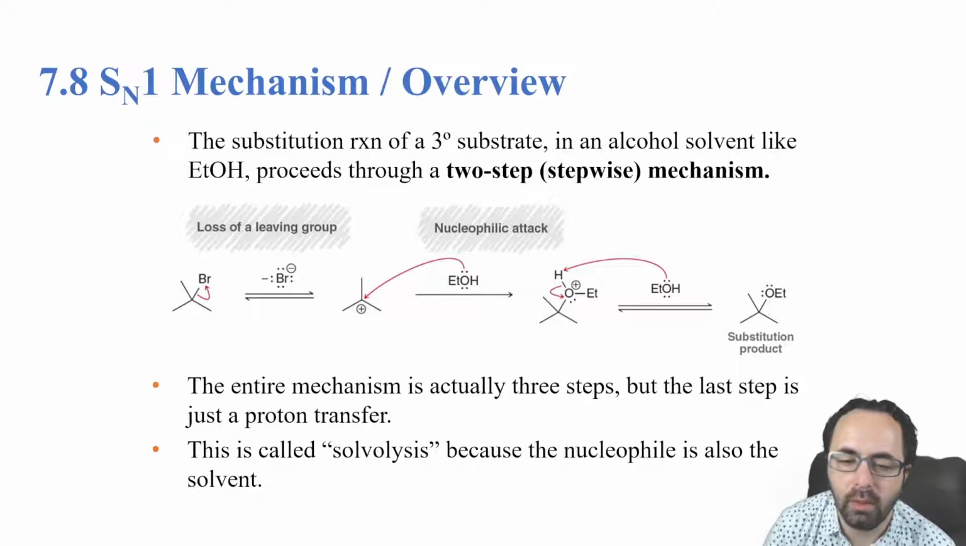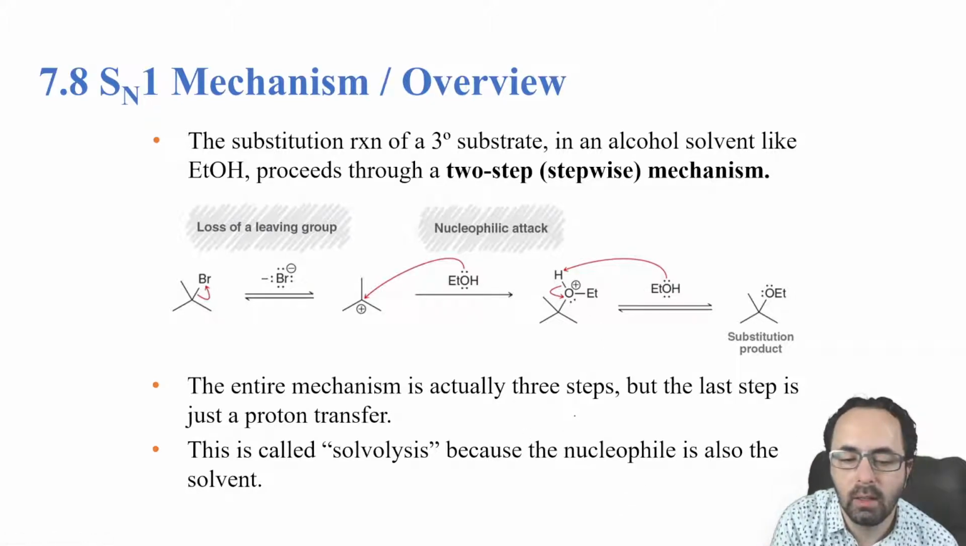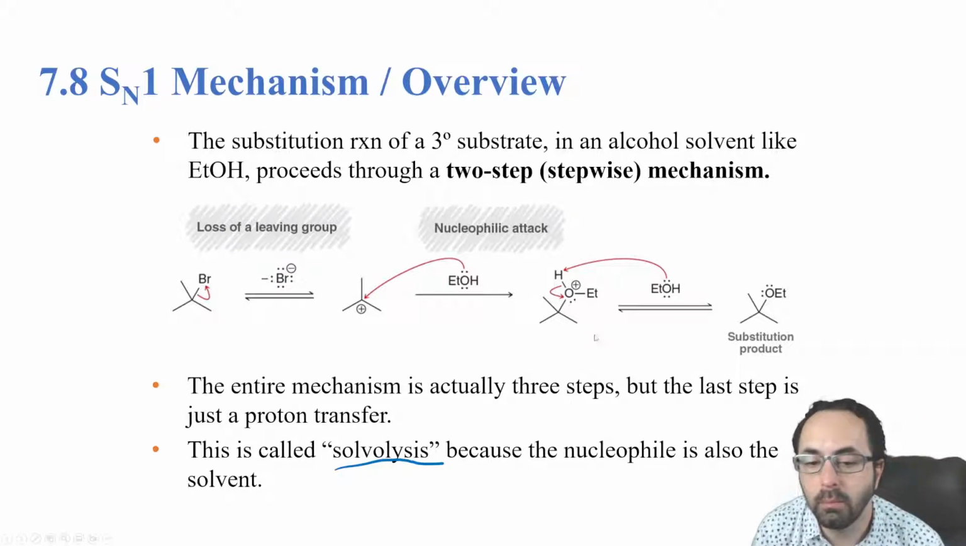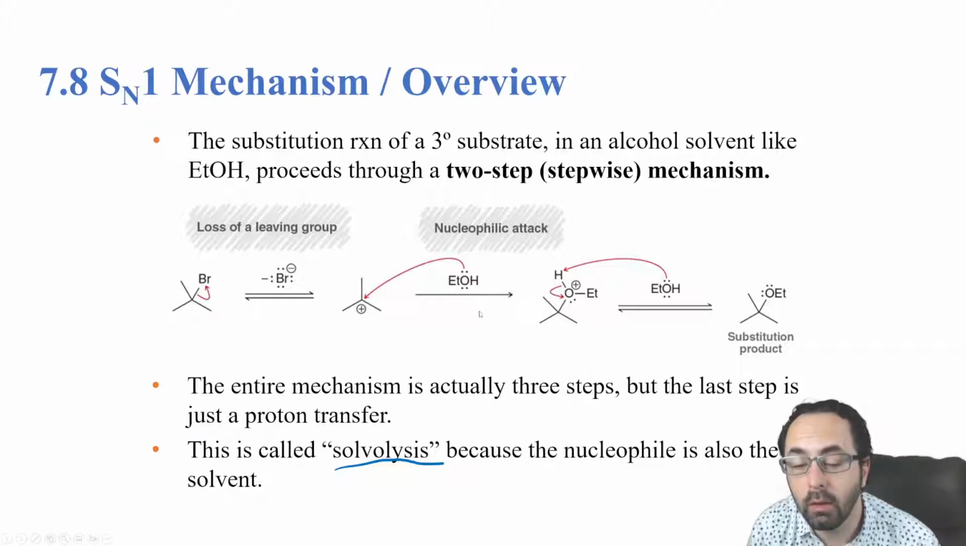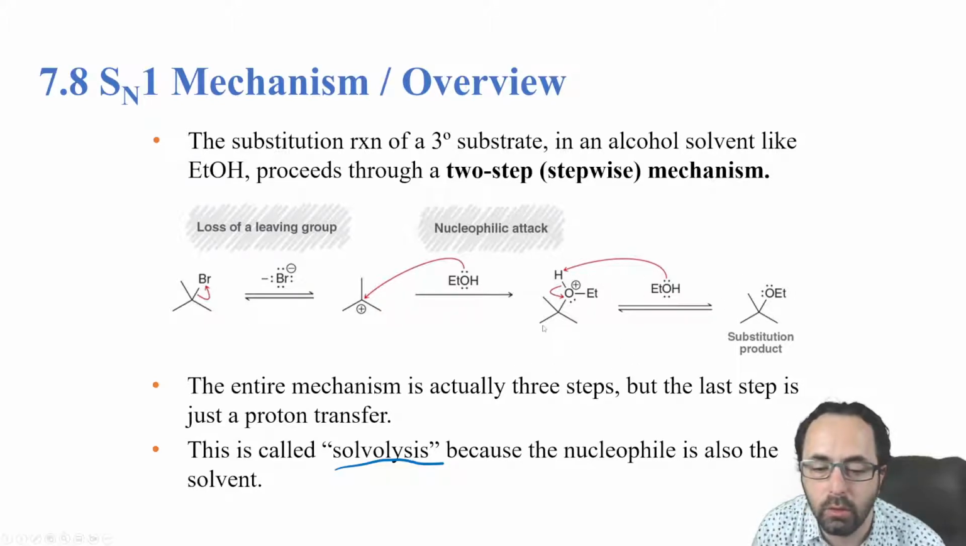And there's a name for this type of reaction, which often occurs in SN1 reactions. We call this solvolysis, where the solvent is the nucleophile. In this case, the ethanol is the solvent. It's also the nucleophile. And so that makes a situation where there's lots and lots of nucleophile, which does speed up the reaction.